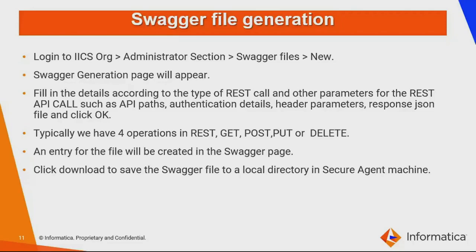The recommended approach before you create a Swagger file would be to try out the REST API request in any REST client outside Informatica Cloud like Postman or Advanced REST client, so that you will have a clear picture of the REST API calls, the API path, how it would look like, the authentication details, the various parameters that need to be passed in. So you will have a better picture of how these details look like by making the call outside IICS. Once that is done and you have it handy, you can go ahead and generate this Swagger file in IICS.